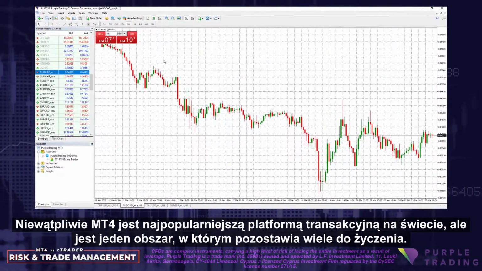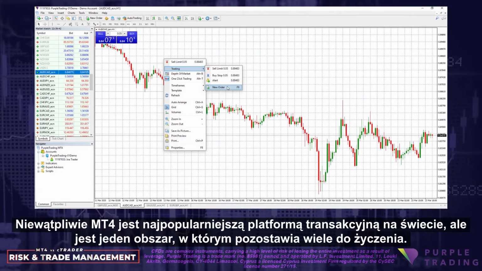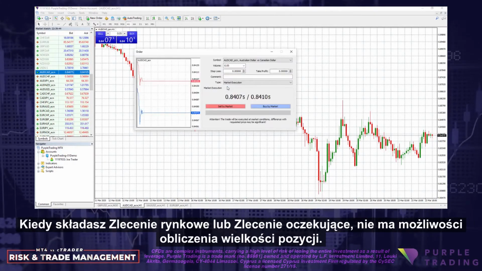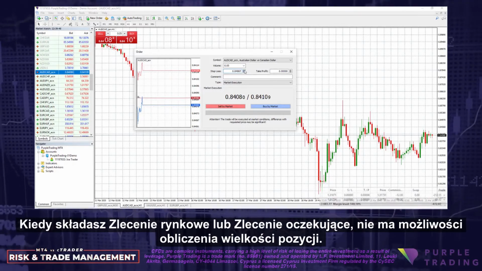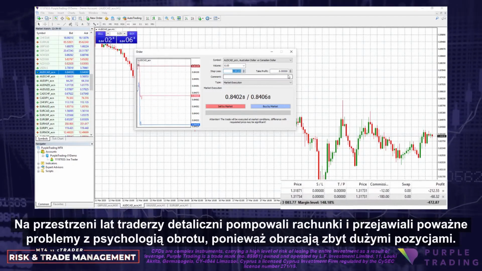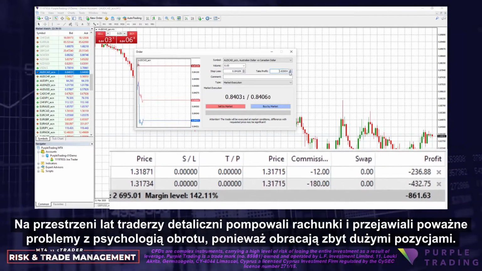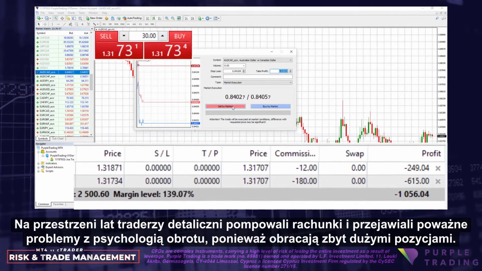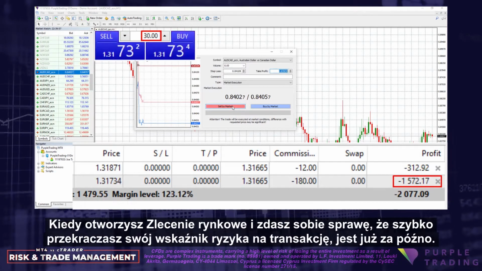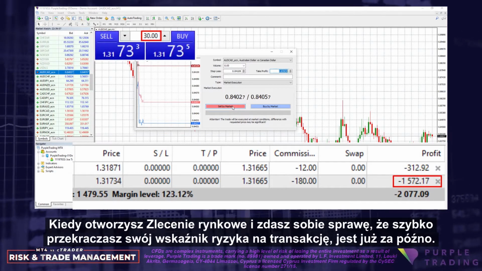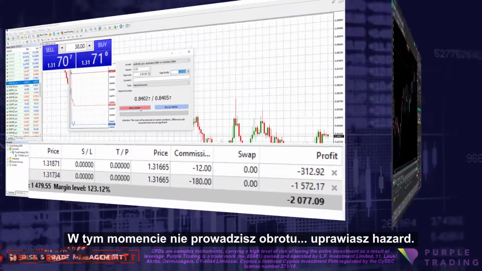MT4 is undoubtedly the most popular trading platform in the world, but there is one area where it is truly lacking. When you place a market order or a pending order, there is no facility to calculate your position size. Over the years, retail traders have blown up accounts and have had serious problems with trading psychology due to the fact that they trade with position sizes that are too large. Once you open a market order and you realize that you are very quickly past your planned risk per trade, it is too late. At this point, you are not trading, you are gambling.